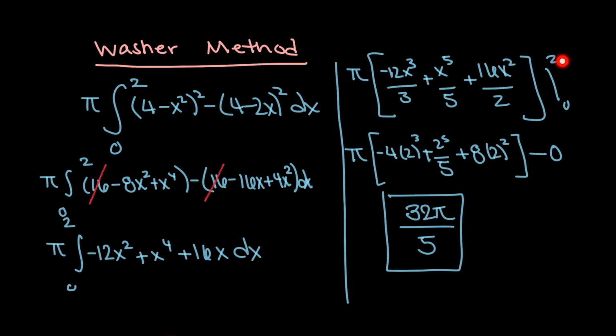And then I plug in my bounds of integration. I'll plug in 2, I'll plug in 0, and subtract them. And this ended up simplifying down to 32 pi over 5. So that's the volume of this object.